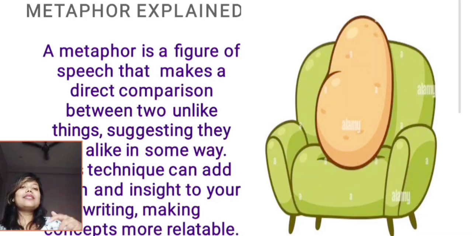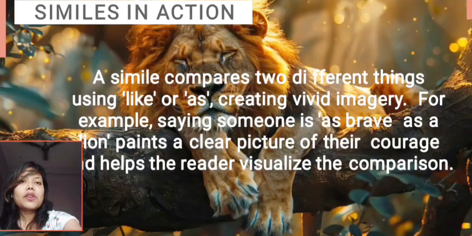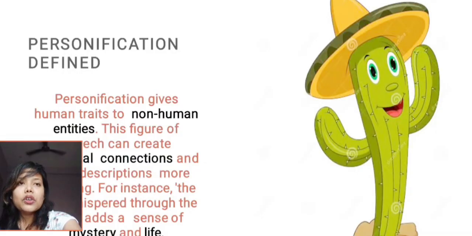A potato does nothing and gets fatter on a couch, and so is a human being who does nothing, who is a lazy person sitting on a couch. So there is a comparison, but the comparison in a metaphor is very implicit. So I think the difference between a simile and metaphor is quite clear to you now.